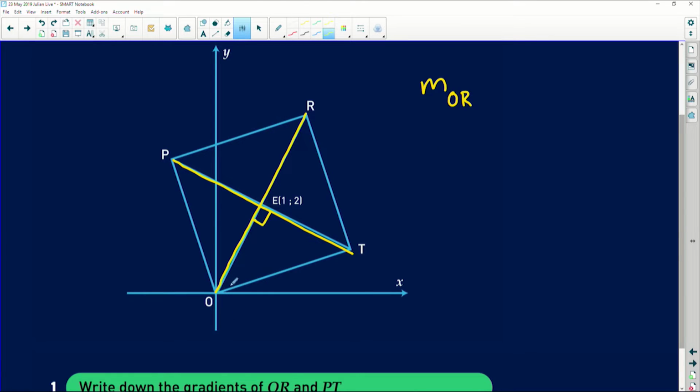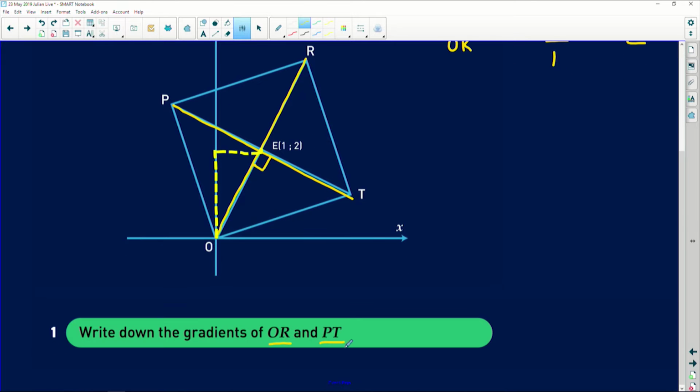To get to point E, I'm going to go up by 2 and across by 1. That means the following. The gradient of OR is going to be rise, which is 2, divided by run, which is 1, and that simplifies simply to 2.